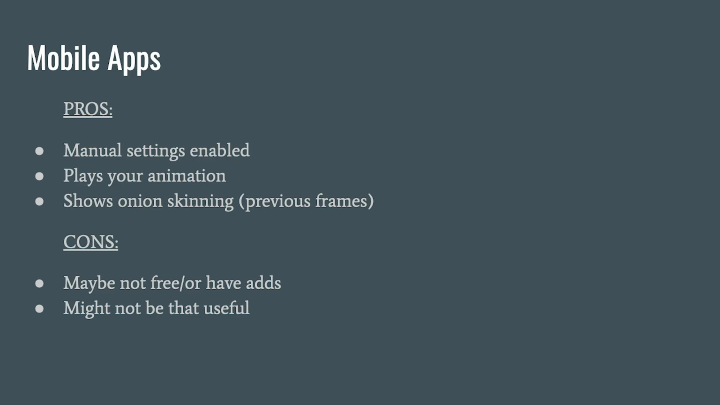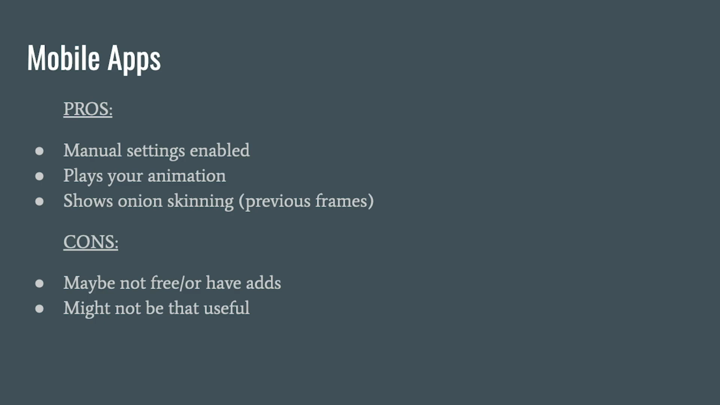The pros for mobile apps is you can have your manual settings enabled without you having to figure out how to enable manual settings. It will play your animation for you so you can actually watch your animation. And my favorite is it shows you onion skinning. So it shows you the previous frames or the frames that are coming afterwards. So you'd be able to tell if you shook your camera a little bit and you can readjust it to kind of make it match up with the previous frame as much as you can.